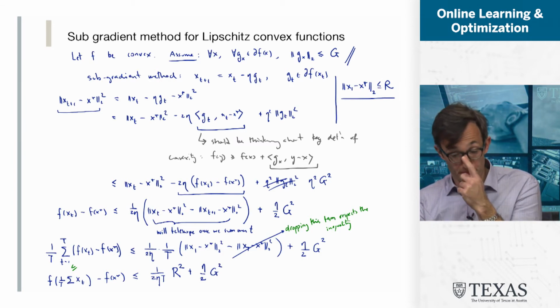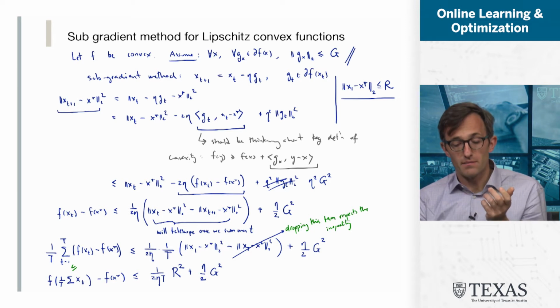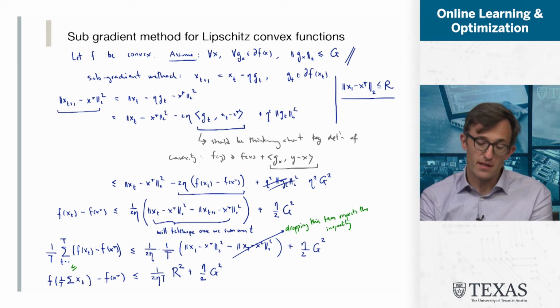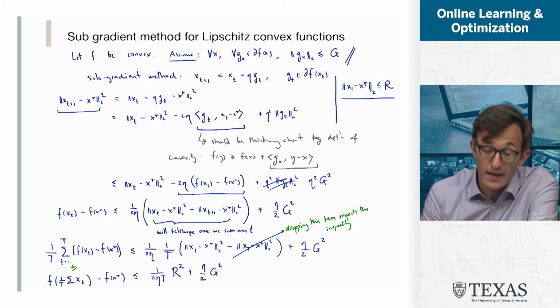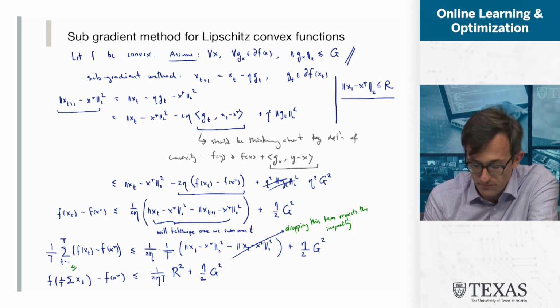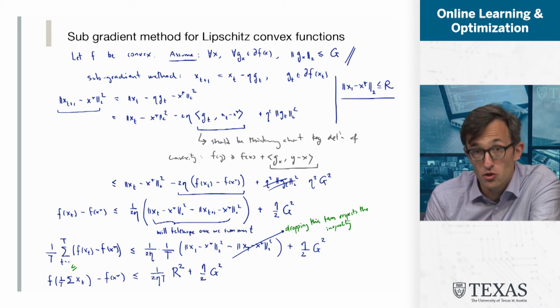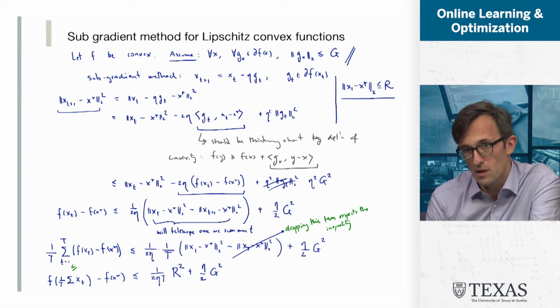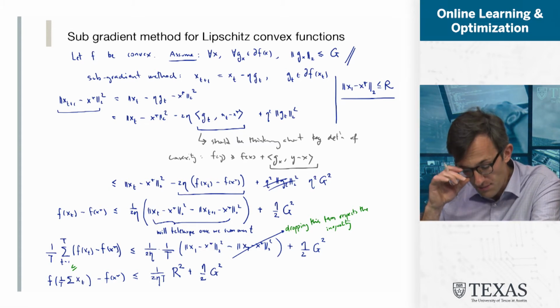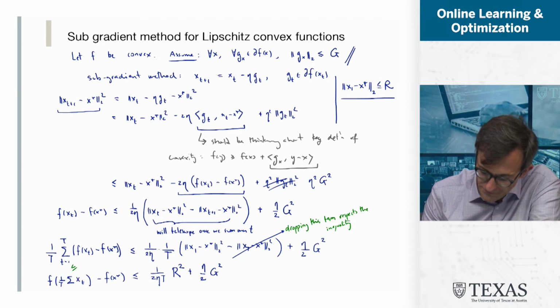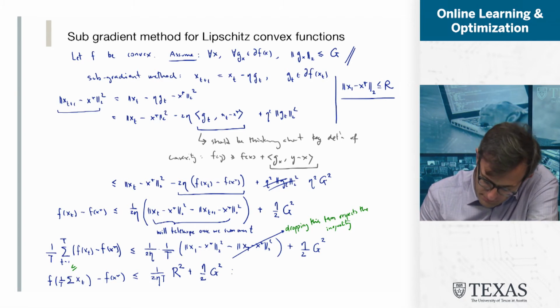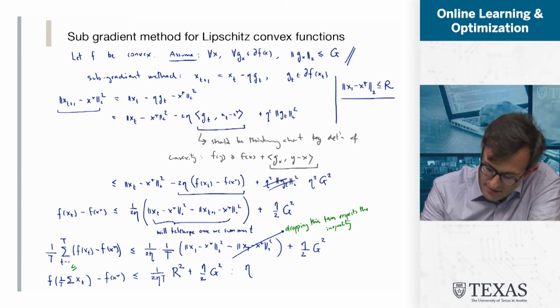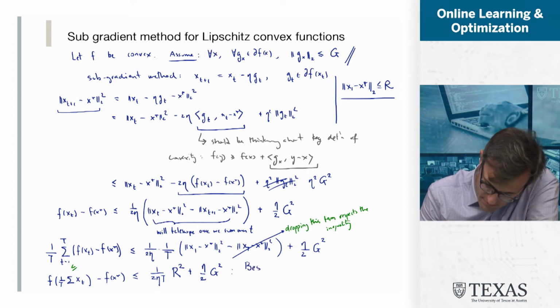So what do we want to do here? On the one hand, eta needs to be small, because if eta is small, then it's going to make the second term, eta over 2 times g squared, small. On the other hand, if eta is too small, then I've got an eta in the denominator of the first term, so it's going to make that first term big. So I need to balance these. And you can see that the best eta behaves like 1 divided by square root of t.